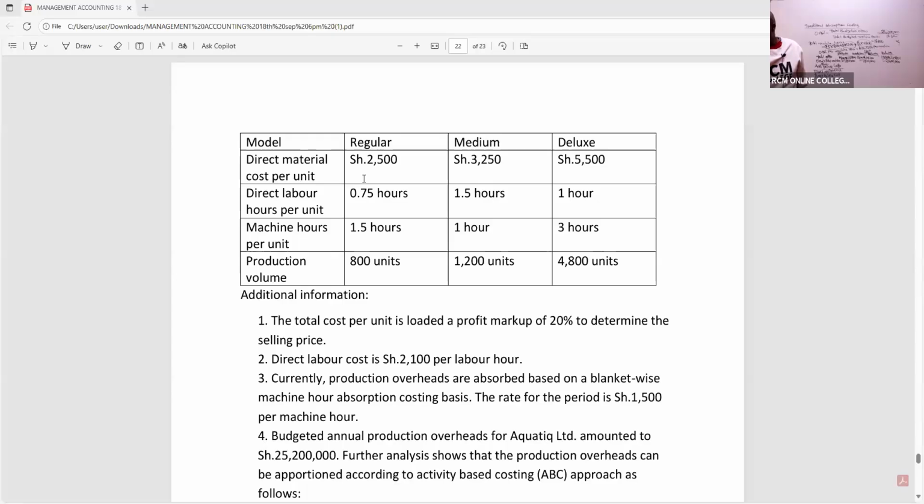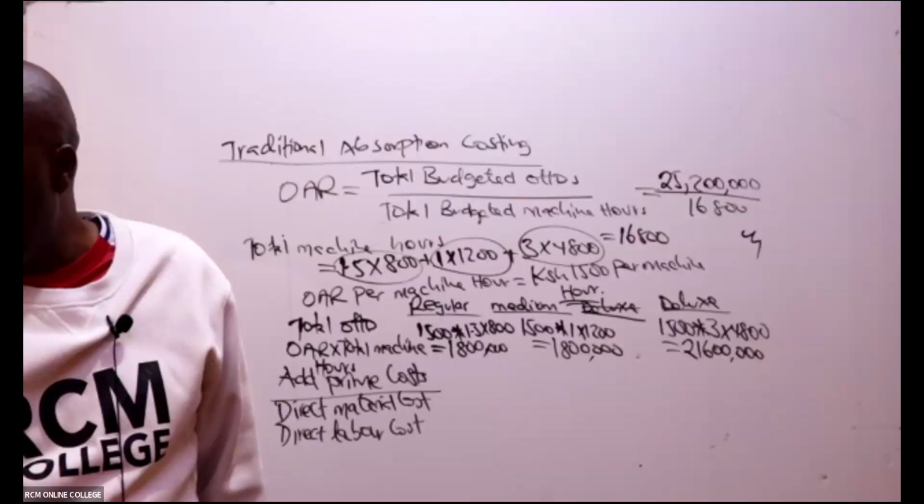So you can see here, direct material cost per unit. Whenever they use the word per unit, we must always multiply with the number of units. Like for regular, you will take 2,500 times 800. Please give me a figure to write.